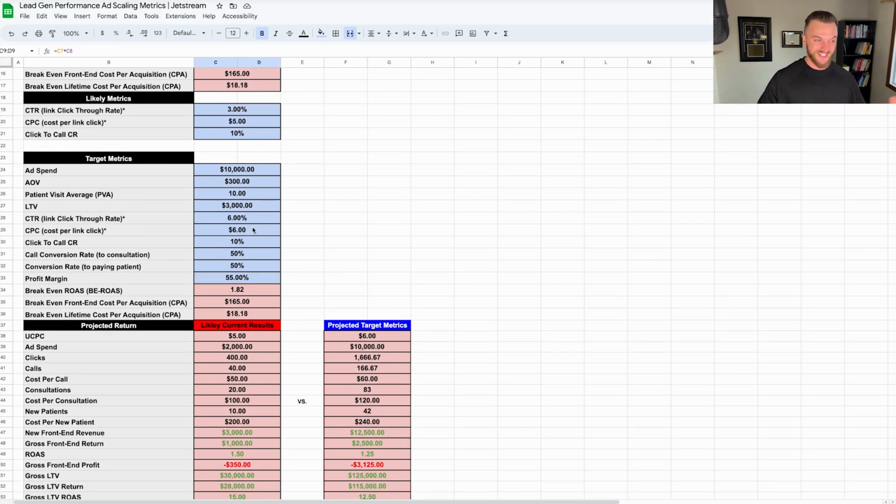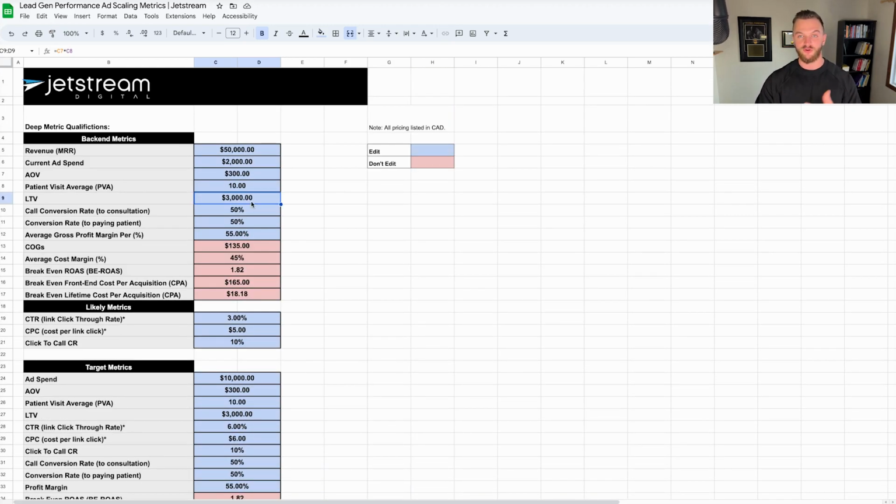It's not cheap to spend $6 per click, but it can be really affordable and makes sense for your business if you know that you have a high conversion rate to call, if you're bidding on the right keywords, if you have the right campaign setup for your ads.